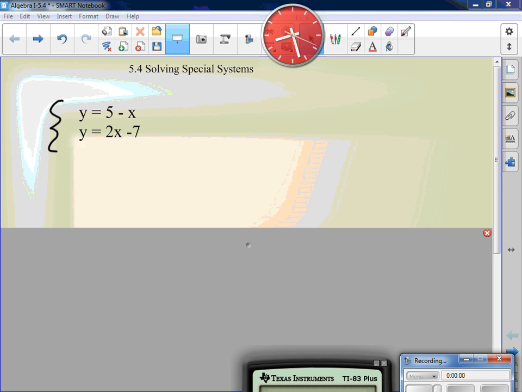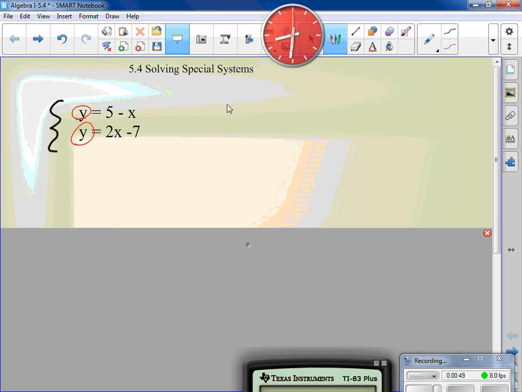Solving special systems. I have this system: y equals 5 minus x and y equals 2x minus 7. We've already gone over how to solve systems by graphing, by substitution, and by elimination. Which method would probably be the most efficient? Substitution. I want you to solve this system. I have y equals 5 minus x, y equals 2x minus 7. Substitution method. Both of these are equal to y.